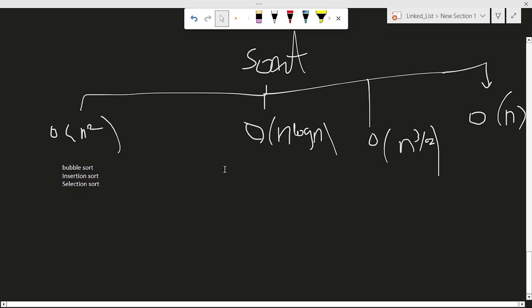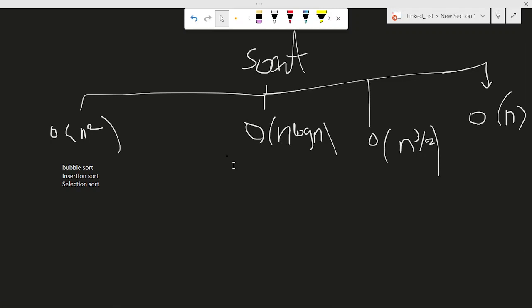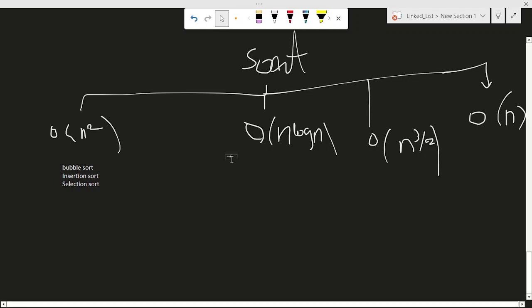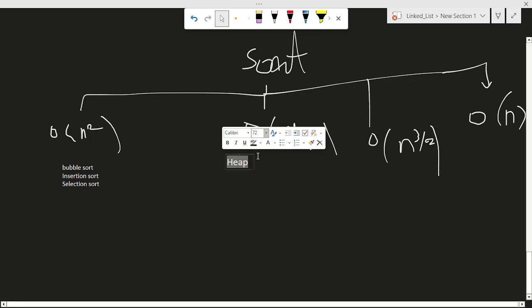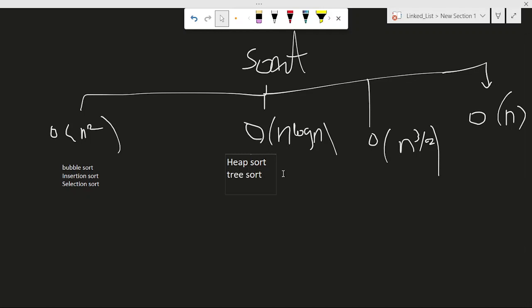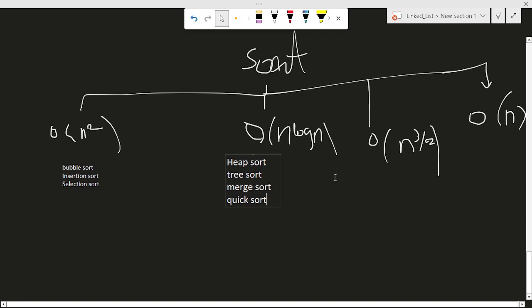And the next class, let us discuss the next class. There we have four types actually. First one is heap sort. Then the next one is tree sort. Next one is merge sort, M-E-R-G-E. And the next one is quick sort, Q-U-I-C-K. So these four sorting techniques come under big O of n log n time.